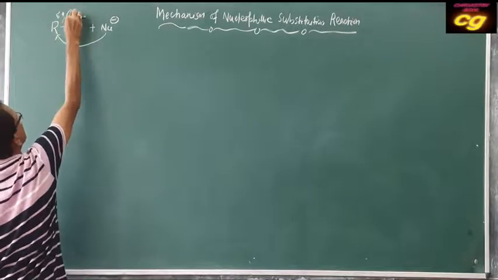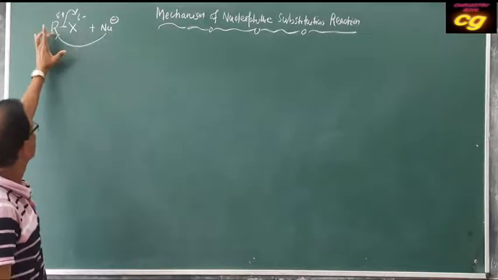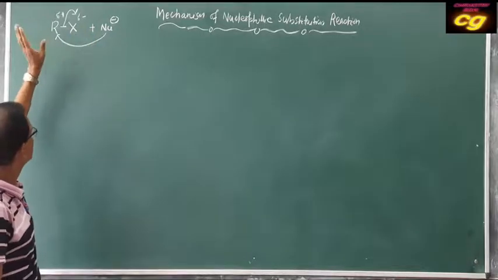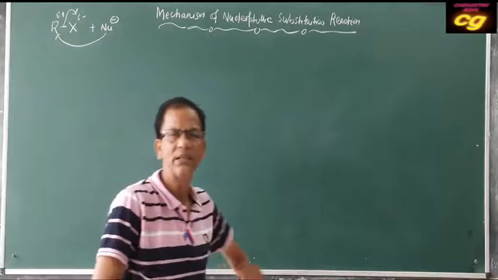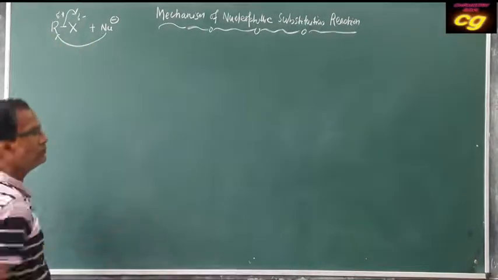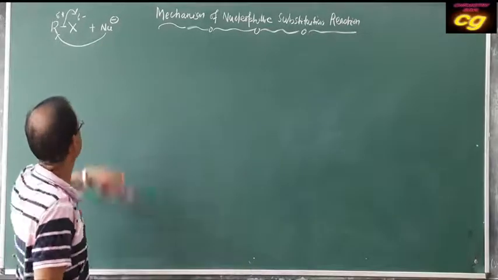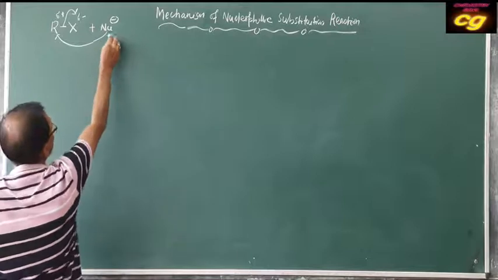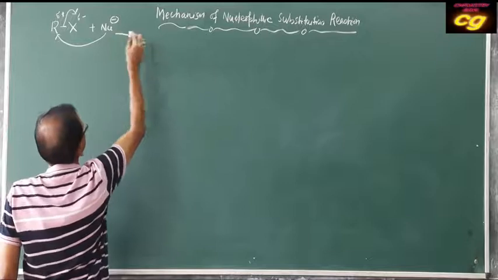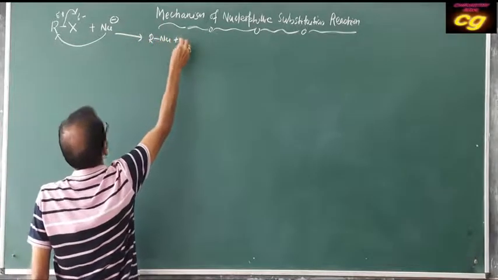Then the leaving group is released. As the carbon carries a partial positive charge, the nucleophile is attracted towards the partially positive carbon, and at the same time the leaving group is released from the substrate. That is what is called nucleophilic substitution. What is the product? The product will be Nu plus X minus.